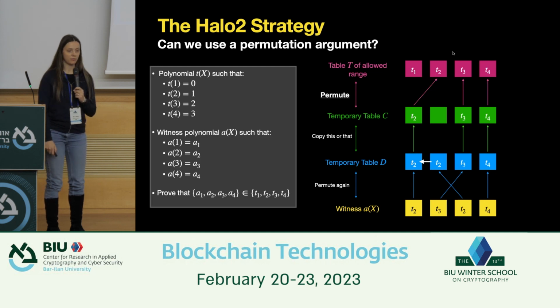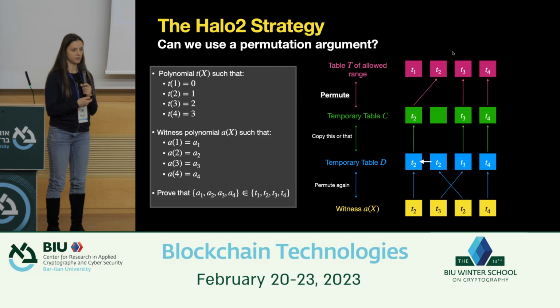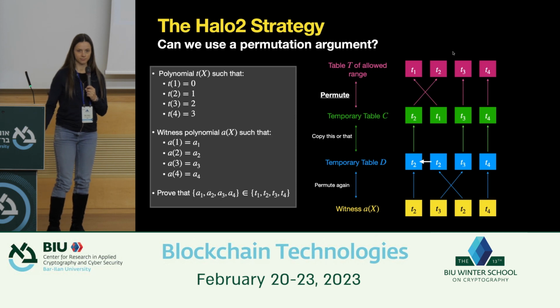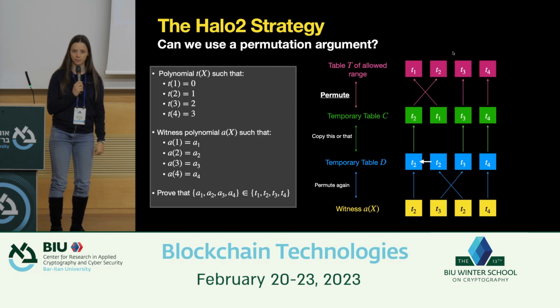So then when we want to run our final permutation argument to the table of allowed values, we can choose the empty slots to contain the values that we need them to contain, which in this case is going to be equal to T1. So then that would, following these three steps, take us from our witness to our table.